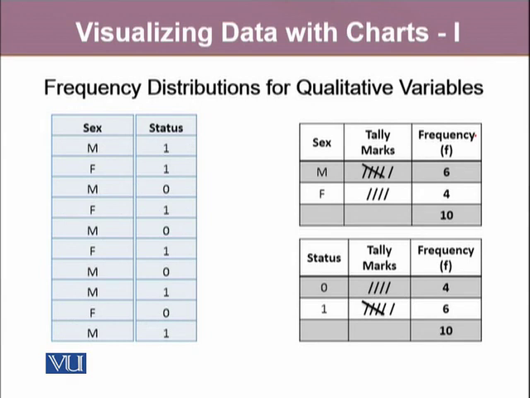We have already looked at the univariate frequency tables of two qualitative variables. In this module, our focus is the qualitative variables. So I want to carry on these variables, sex and status, to talk about the charts. Right now, from this table, we already know that there are 6 males and 4 females, and similarly, there are 4 who are not deceased and 6 who have some disease.